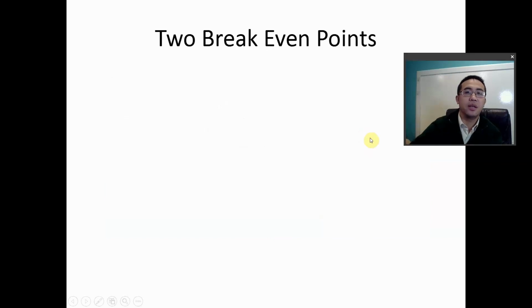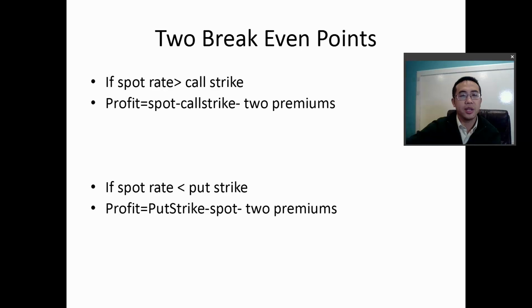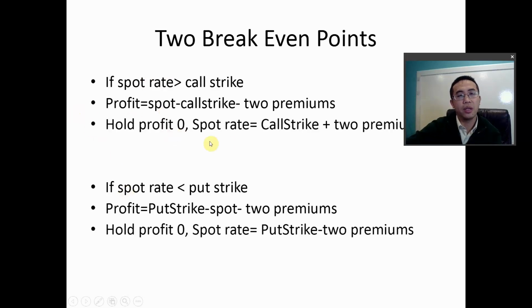Okay, to calculate the break-even point of a strangle, you have two break-even points. The first is from the situation where the spot rate gets greater than the call strike, and the second is where it is less than the put strike. So again, it's just the same as we saw for the straddle. Then you put the profit equal to 0 and solve for the spot rate.